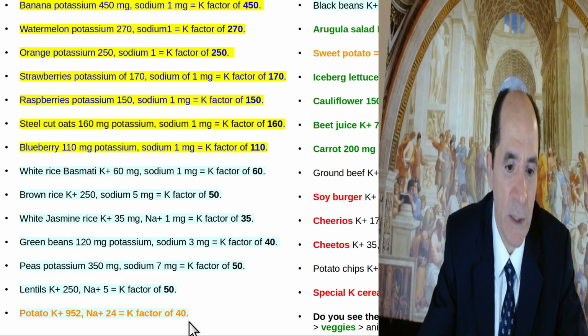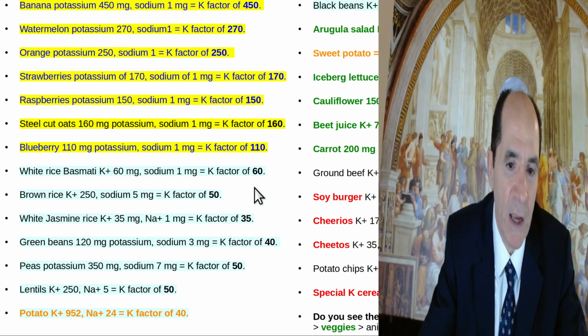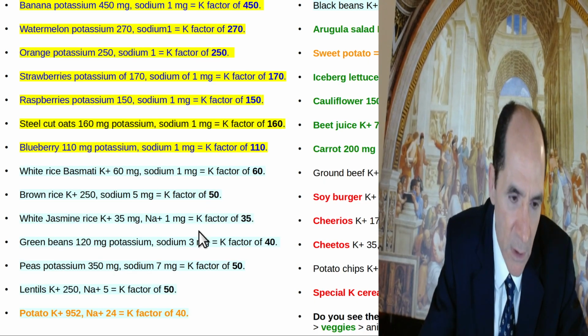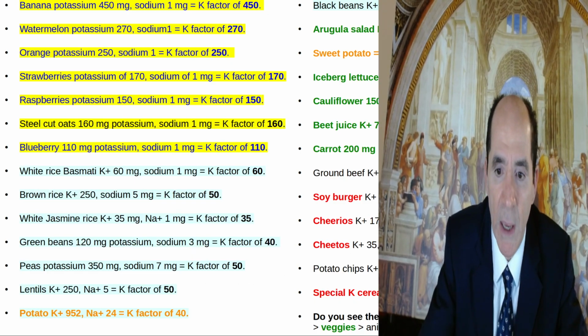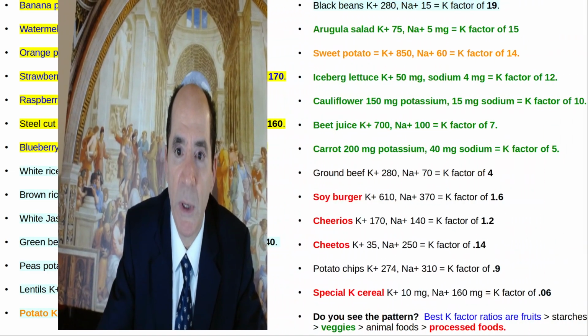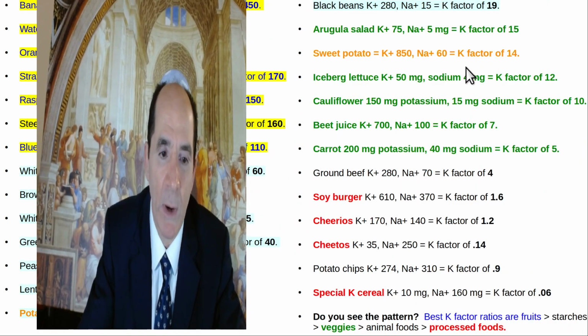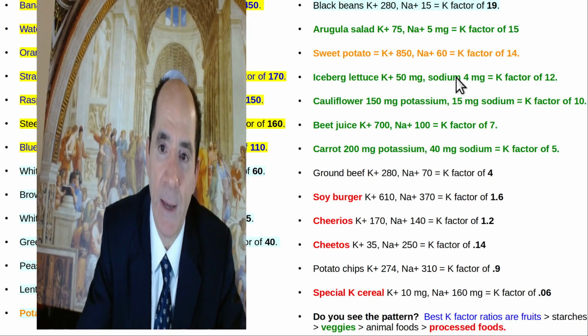Like here's a potato, has a K factor of 40. All right, white rice, K factor of 60. Brown rice, K factor of 50. Some green beans, K factor of 40. Peas, K factor of 50. Lentils, 50. Okay, so just to give you perspective, sweet potatoes, now you're getting a little lower, around 14, which still works quite well. Our ancestors probably ate about 15 to 20 K factor, okay?